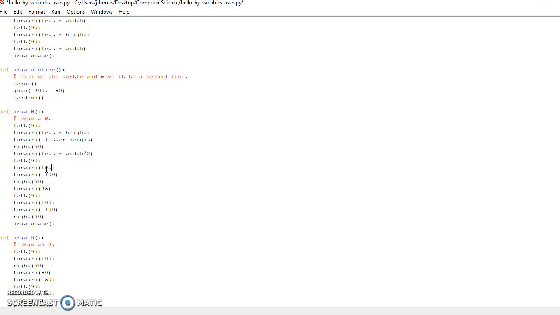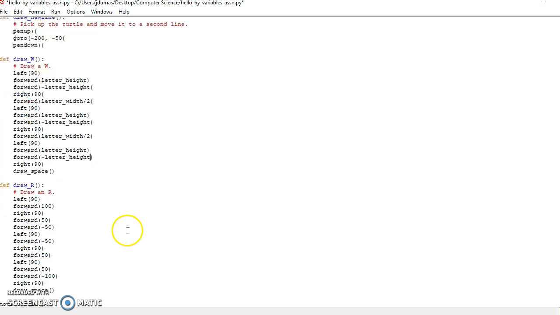Our next one's going to be letter_height. The negative 100 in our next forward is going to be negative letter_height. Again, the forward 25 is going to be letter_width divided by 2. We're going to round out with a letter_height and a negative letter_height. And that pretty much takes care of updating the W.